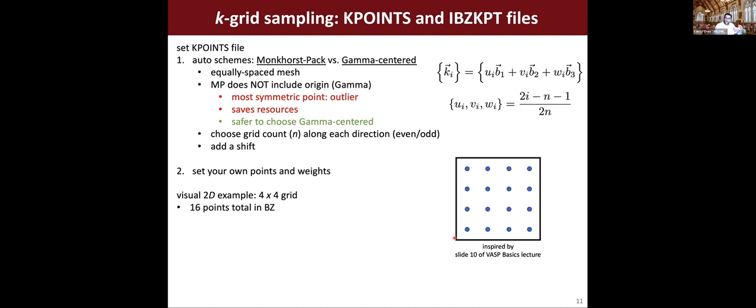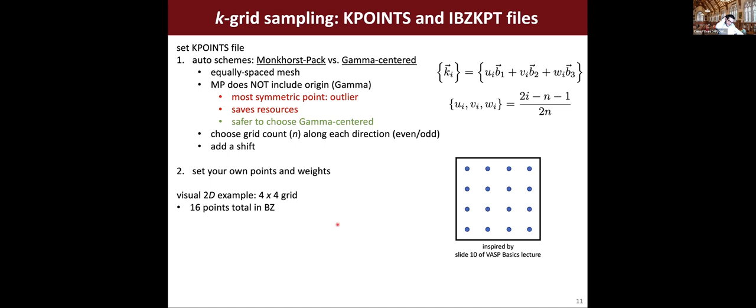And so, in order to compensate for that, and also to save resources, because if we include more K points, it's more computationally demanding, it was very common to exclude gamma and to shift our grid so we didn't include gamma. However, I'm going to present in the next slide that this introduces some problems depending on the symmetry of our lattice. And so we always want to choose a gamma-centered K-mesh. I'll show you why in a few slides.